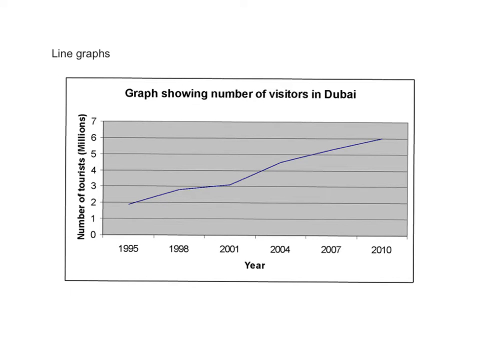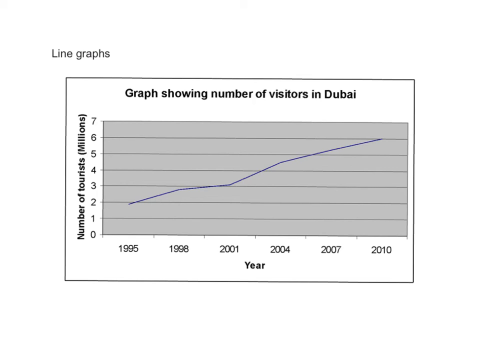So here we are looking at line graphs. Line graphs show continuous data. And along the x-axis you usually have time, in this case year, or you could have distance. Examiners are looking for a change. Always give the data on the y-axis, and this is showing the number of visitors in Dubai between 1995 and 2010, and we can see there is a clear increase in numbers of visitors to Dubai.